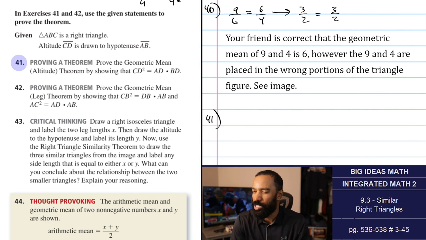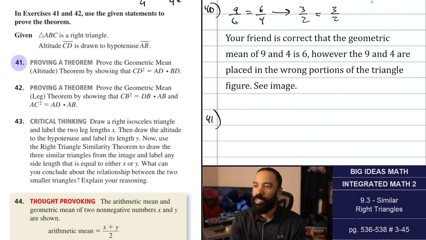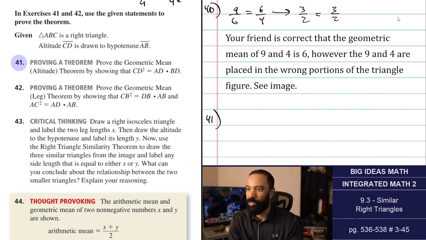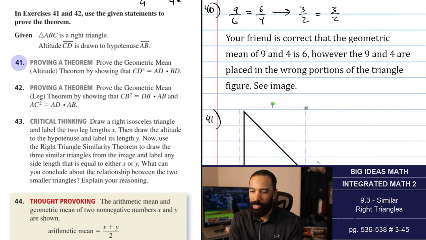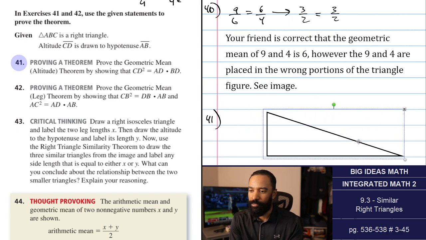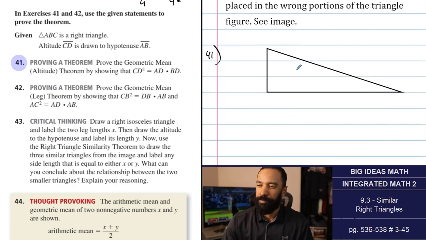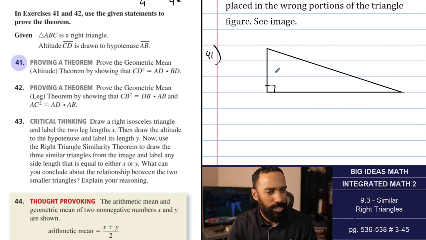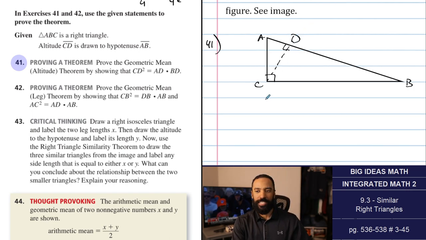So let's do a less rough drawing. Let's actually make a right triangle. Can I change the scale? I'm trying to. There it goes. All right, so I have a right triangle here, ABC. I guess C is the right angle. CD is an altitude right there, drawn to here. We have to prove that CD squared is AD times BD.